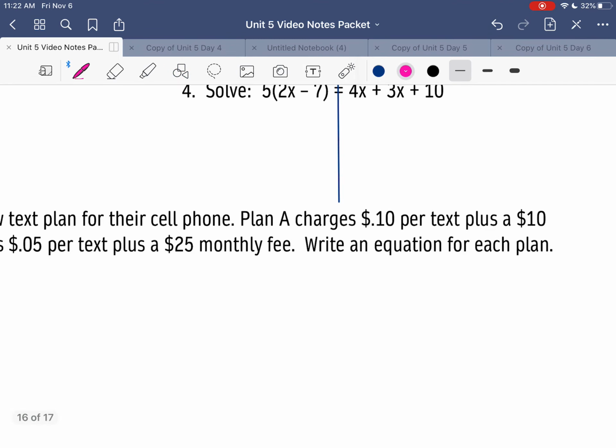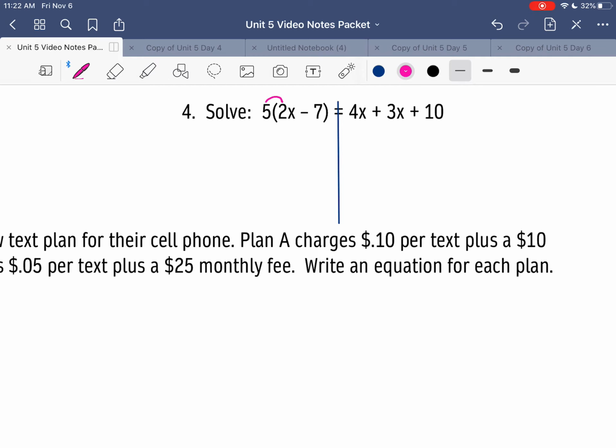On the left side, for example, I see parentheses that I would like to get rid of by distributing. So when I distribute, I am multiplying. 5 times 2x is 10x. And 5 times negative 7 is negative 35. On the right side, no parentheses, but I could combine some like terms. I have 2 terms over there with an x, so I might as well just combine them before we keep going. 4x plus 3x makes 7x. And now, everything's as clean as it can be.